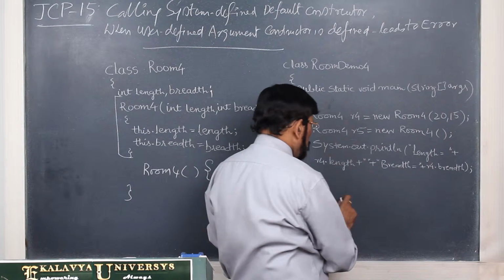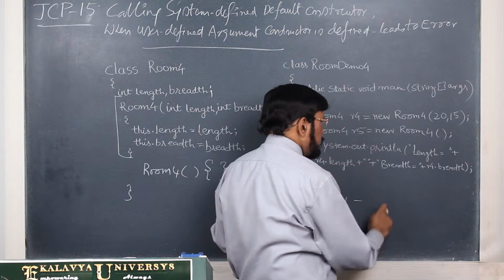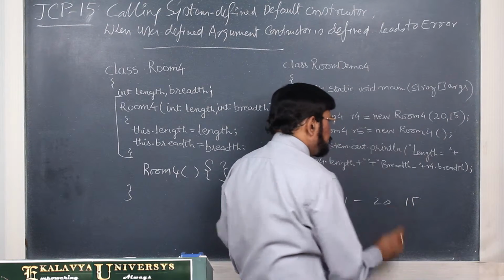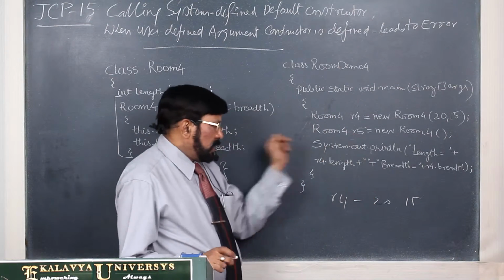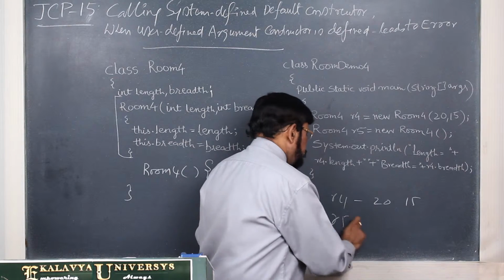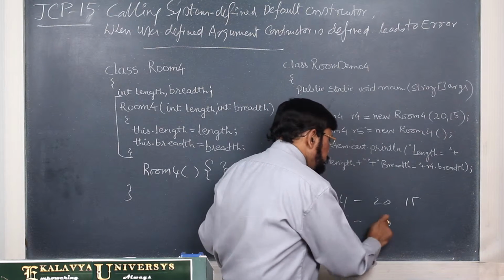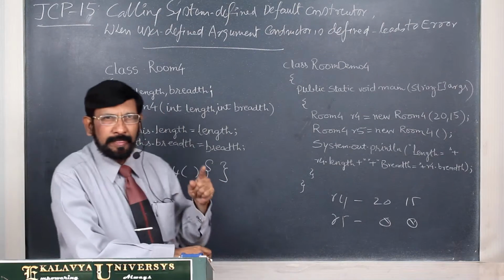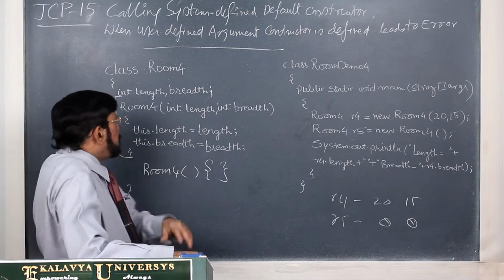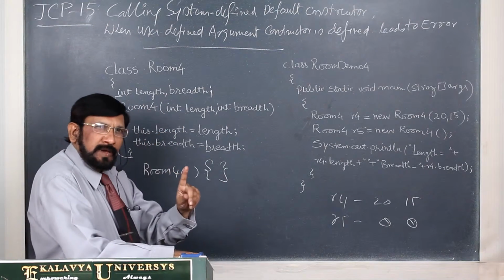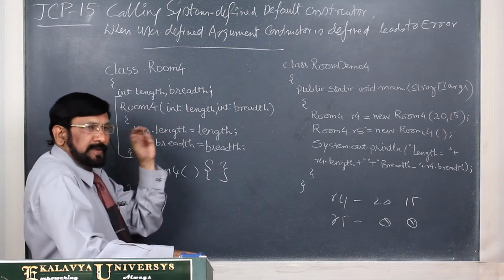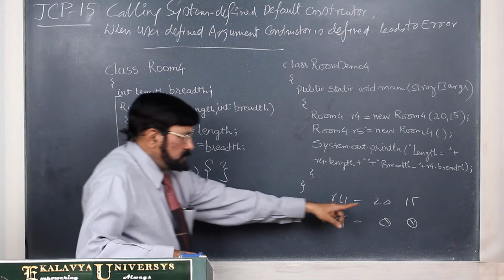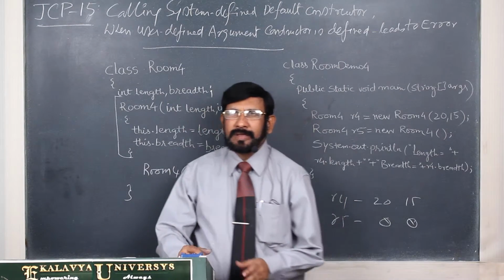Now you see, as far as Room4 is concerned, the values 20 and 15 are printed, and as far as R5 is concerned, the values 0 and 0 are printed. Why 0 and 0? Already in previous concepts I explained that the default value of integer data type, int data type, is 0. The default values 0 and 0 are printed.